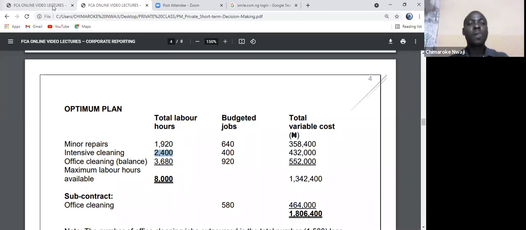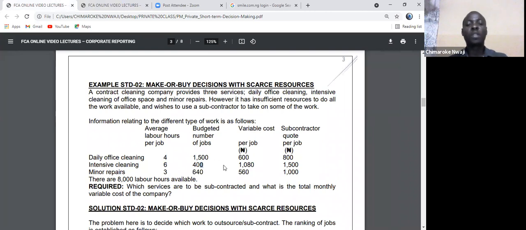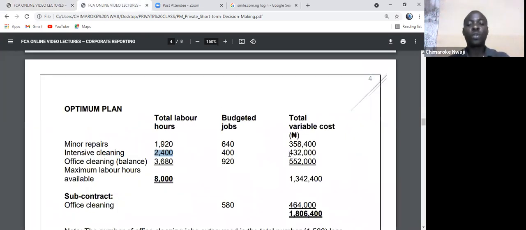And so, since you are doing 400 jobs and you have concluded that you do the whole 400, so 400 times your variable cost of 1,080, that gives you 432,000, which is what we have here. Okay, now that you've taken minor repairs and intensive cleaning, you've taken 2 out of those 3 jobs. Now we are at the third one, and we know that you cannot do everything because we've seen that there is a shortfall of 2,300 and something hours.